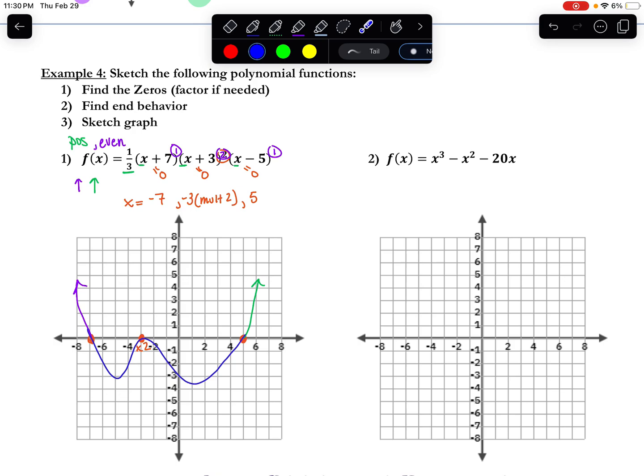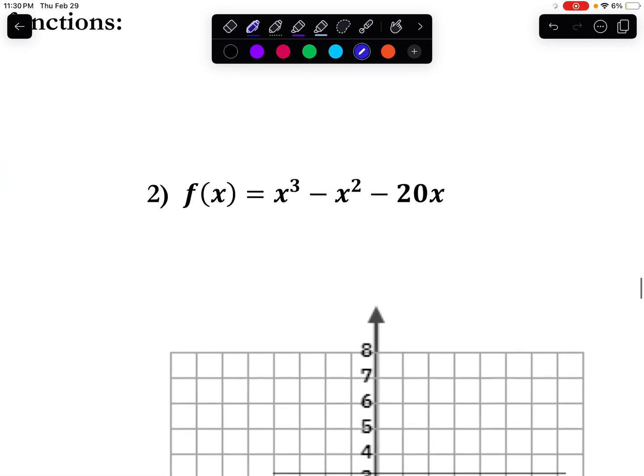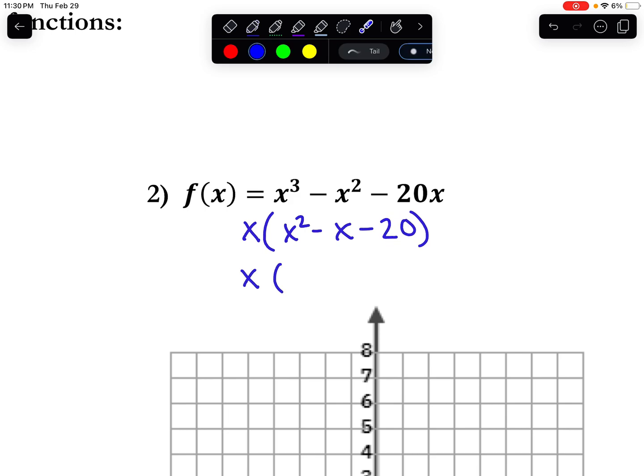Now, this polynomial was given to us and it was already factored. So if it's not factored, we would have to do that preliminary work. So if we look at number 2, we could factor this taking out a GCF. And then we can factor the inside polynomial. So 2 numbers that multiply to -20, add to -1 would be -5 and +4.